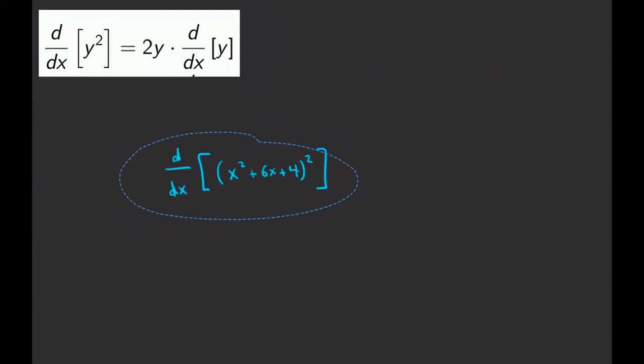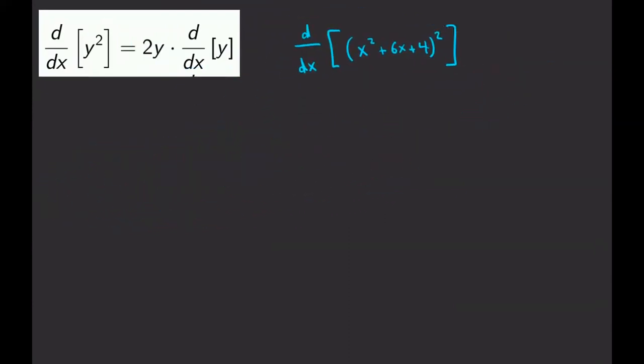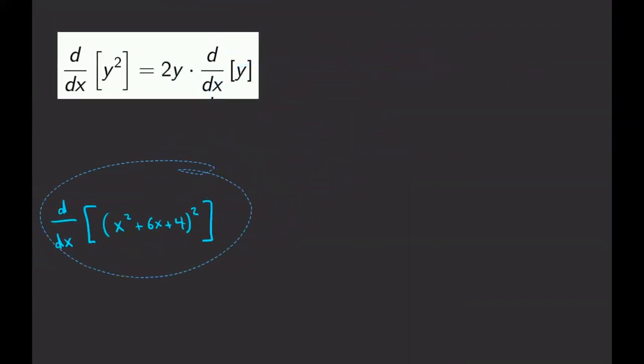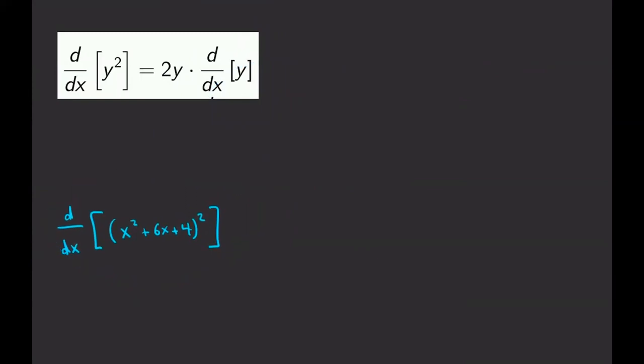Well, what you'll notice here, and actually let's do this. So I've got that. The setup here is the same. I've got d dx of, up here I just have y squared, but you'll notice here I'm actually saying, hey, I've got this inner function. I've got this x squared plus 6x plus 4, squared. And so the setup is the same.